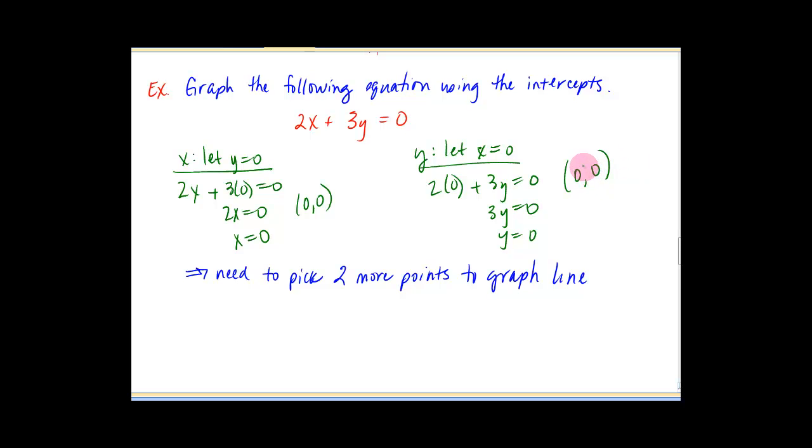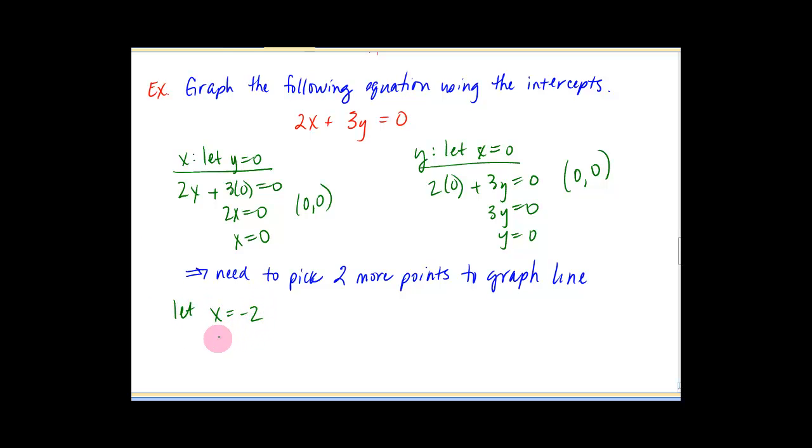So what we're going to do is pick 2 more points to graph. We're going to take 2 points and add them with this point in order to graph that line. So, since I normally pick a negative and a positive number, I'm going to pick negative 2. So let x be equal to negative 2.